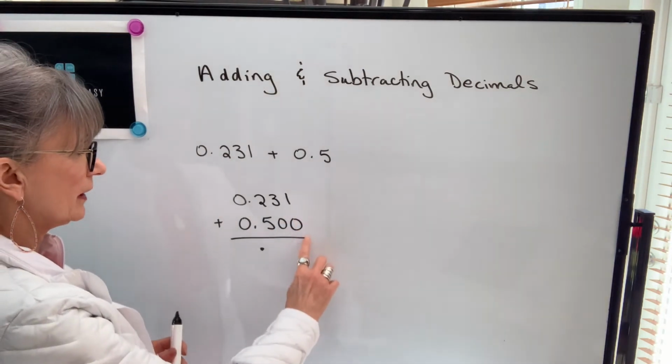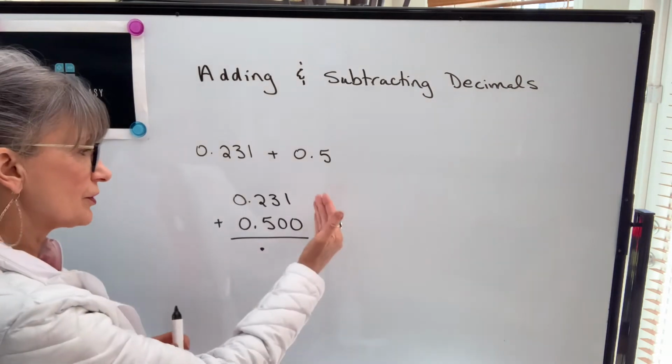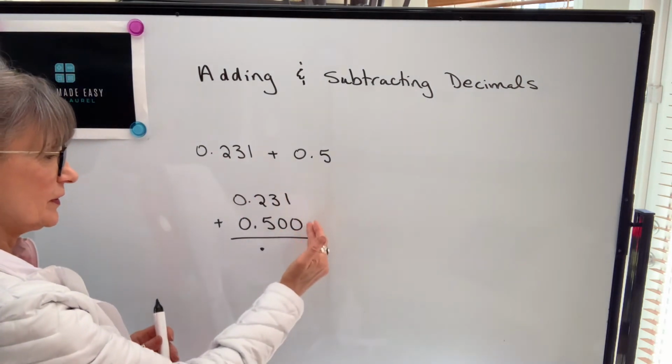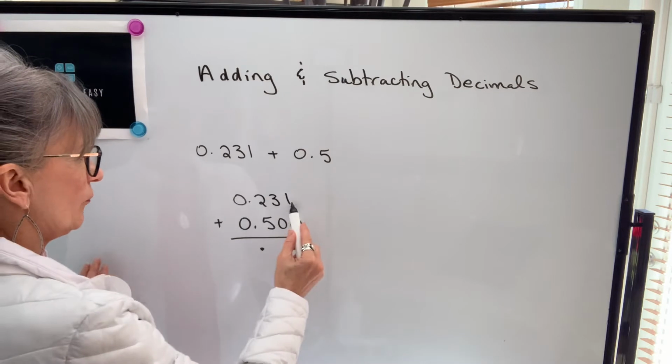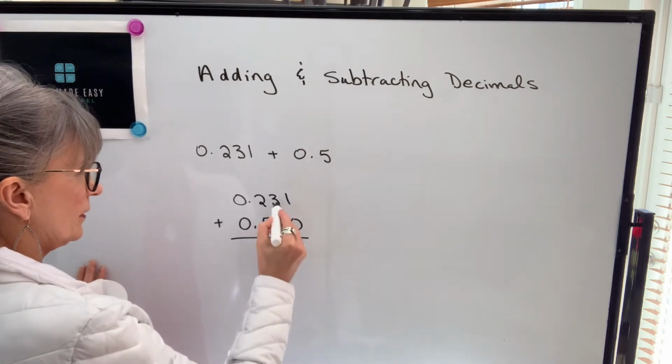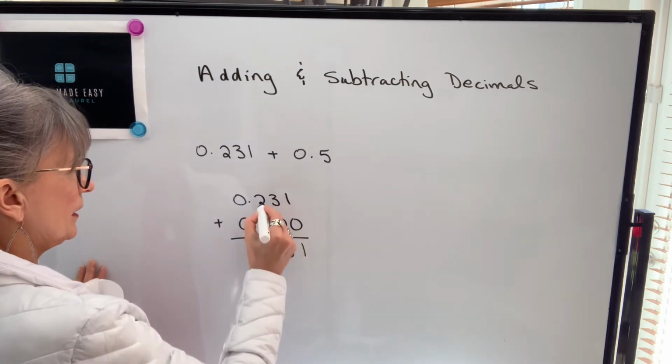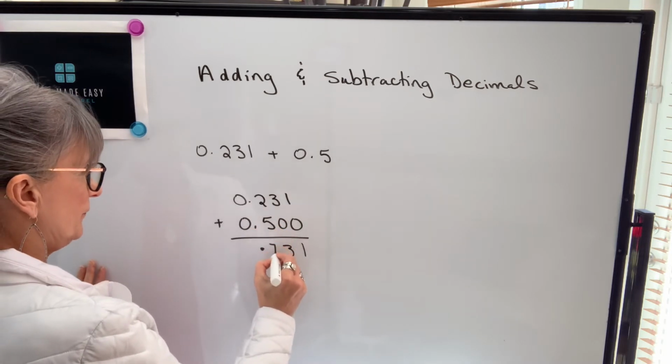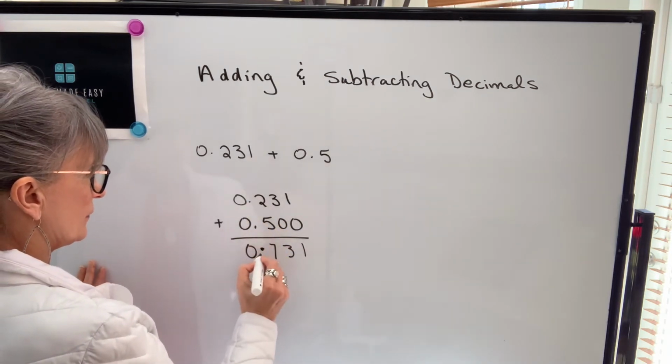Remember that when you add regular numbers, you always start on the right and move left. We're going to do the same thing with decimal values. So we have 1 plus 0 is 1, 3 plus 0 is 3, 2 plus 5 is 7, 0 plus 0 is 0.